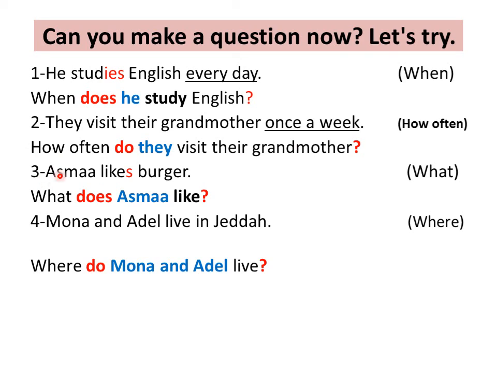Number 3. Asma likes burger. Make a question with what. What does Asma like? Asma is singular, takes what? Does. So what does Asma like? We deleted S. Number 4. Mona and Adil live in Jeddah. Make a question with where. So where? The question word. Then my subject is plural, Mona and Adil. So I use do. Where do Mona and Adil live? They live in Jeddah.